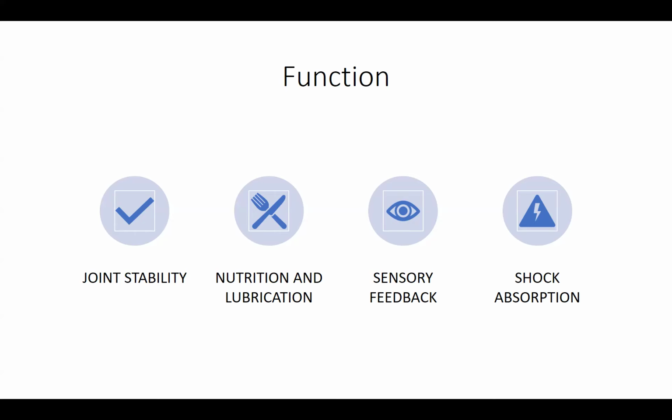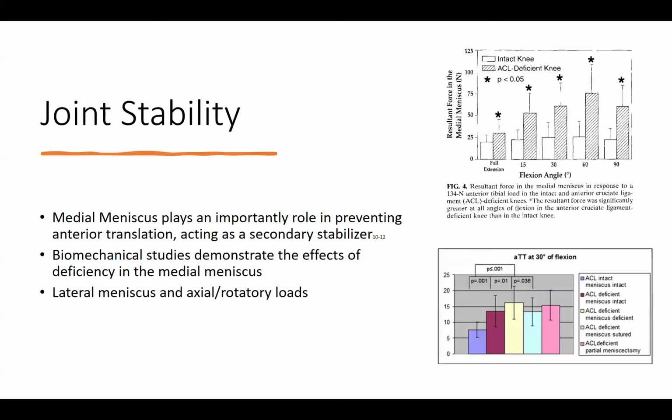Initially believed to be a useless anatomical remnant, our understanding of the function and importance of the meniscus has grown dramatically. The meniscus plays a vital role in maintaining joint stability, providing nutrition and lubrication to the knee joint, and providing sensory feedback, as well as enabling shock absorption during gait, and most importantly, is its role in load transmission. So let's take a look at some of these in the next few slides.